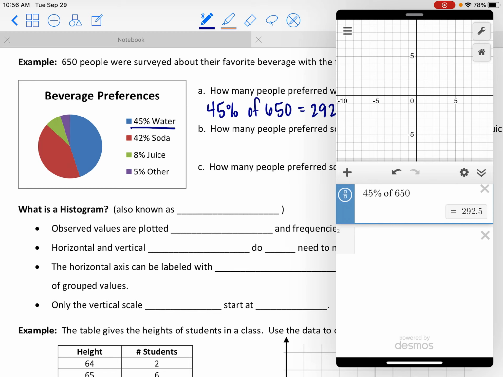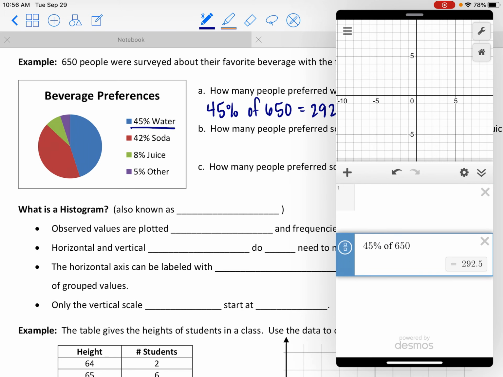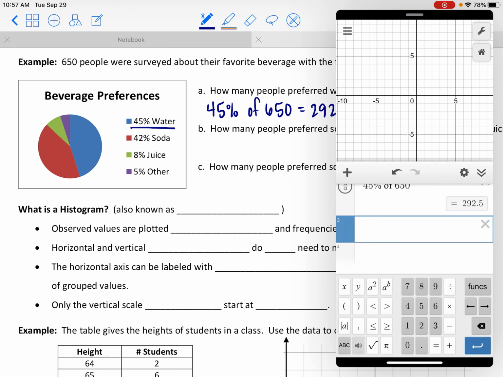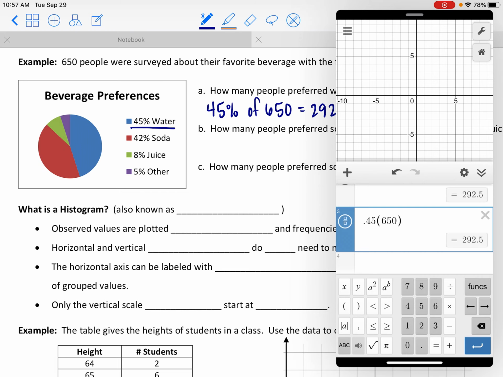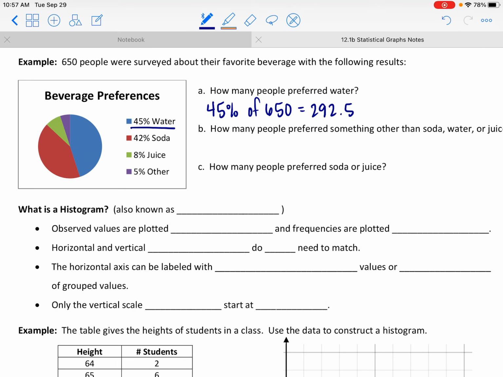Now technically, what's the math that's happening there? When we say 45% of 650, how are we getting to that 292.5? So 45% as a decimal is 0.45, and usually that word of is telling us to multiply. If we multiplied by 650, then there's our 292.5. So the calculator does it, but just so you know the math that is behind this, this is 0.45 times 650 to get that 292.5.